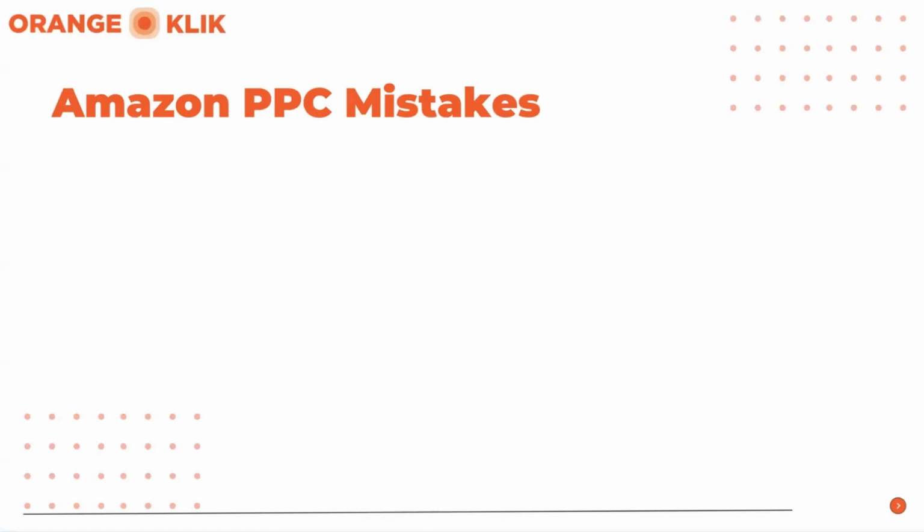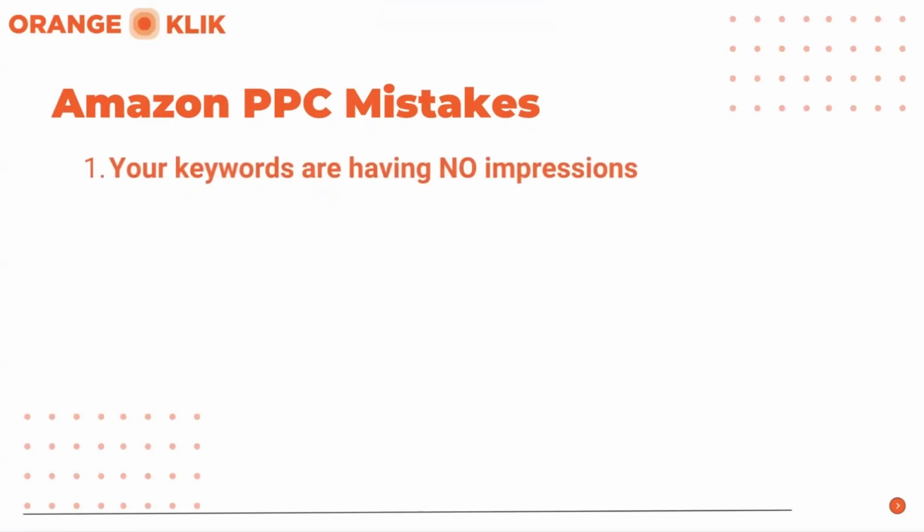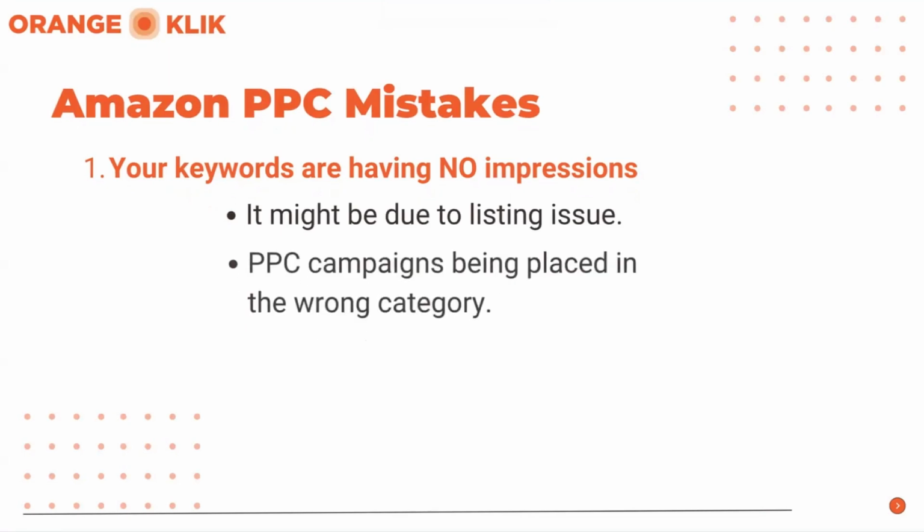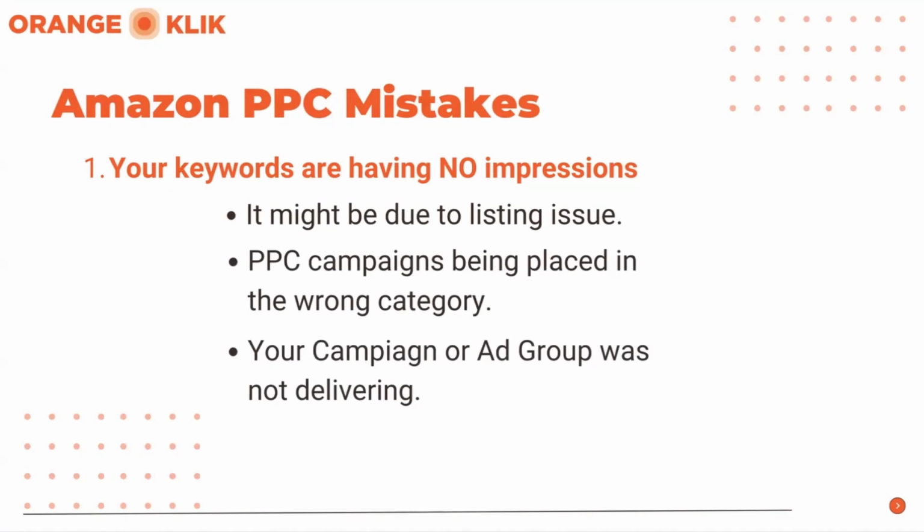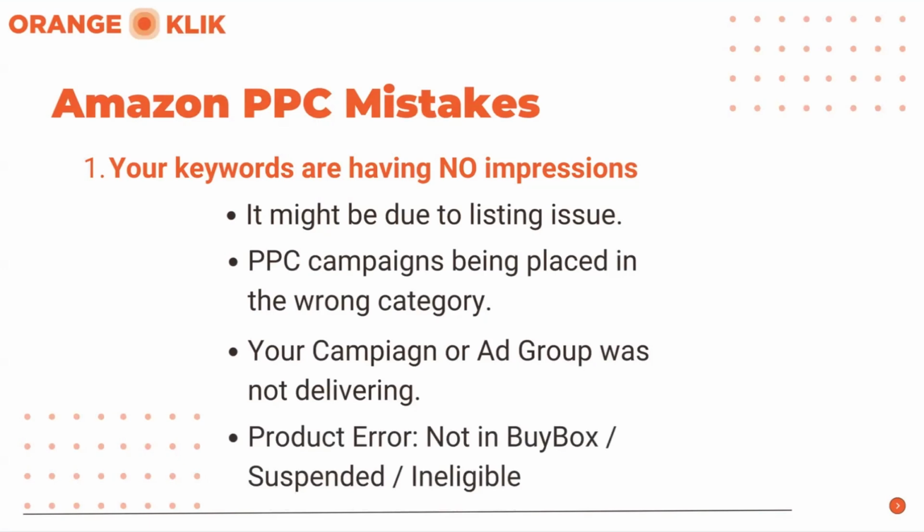The first thing you might notice when you are running your PPC ads is that your keywords are having no impressions at all, meaning your PPC campaign ad is not showing to the right customers. The possible reasons why this happens is because there is a listing issue, or your product is listed in the wrong category, or it could be your campaign or ad group was not delivering. Another thing is it could be a product error, which is you as a seller are not in the buy box, or you are suspended or ineligible.